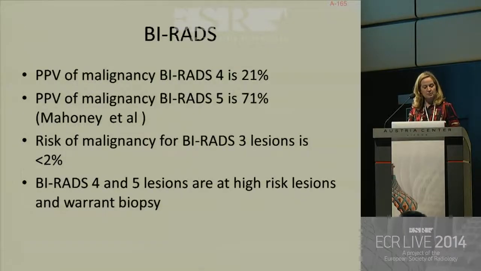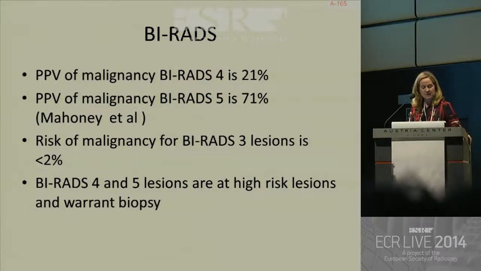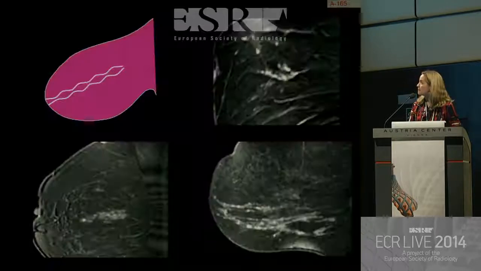With regard to PPV of malignancy based on BI-RADS classification, studies have found for BI-RADS 4, the PPV of malignancy is about 21%, and for BI-RADS 5 lesions about 71%, which is high, but it's less than the PPV of malignancy of BI-RADS 5 mammographic lesions, which is 95%. But the risk of malignancy for BI-RADS 3 lesions is less than 2%. So BI-RADS 4 and 5 lesions are high-risk lesions and warrant biopsy.